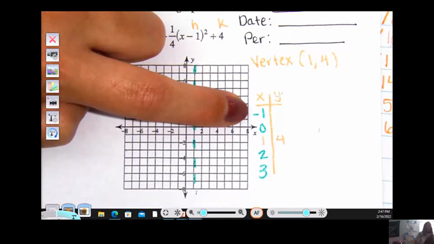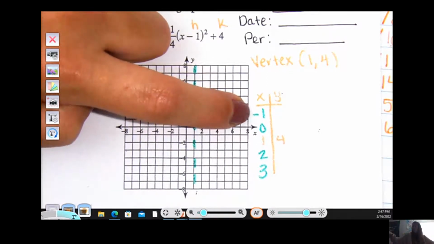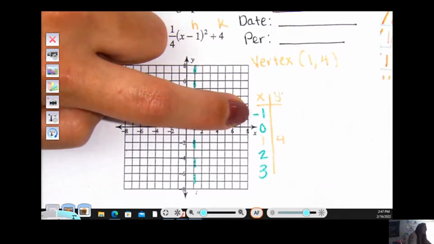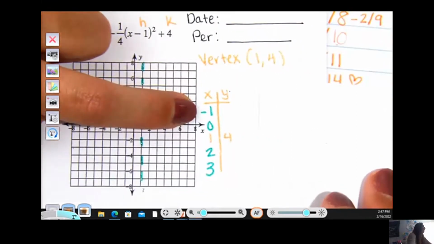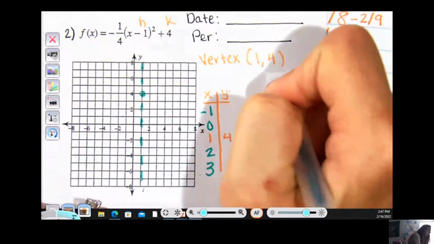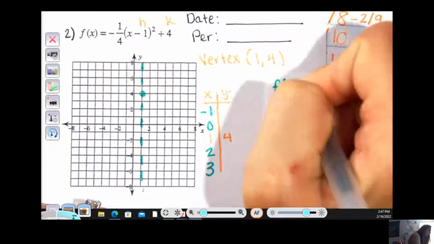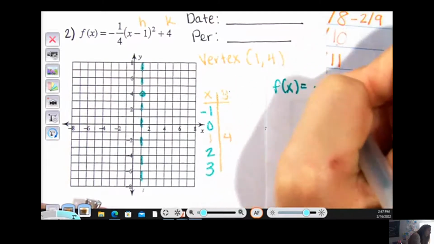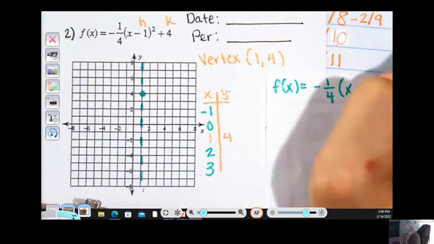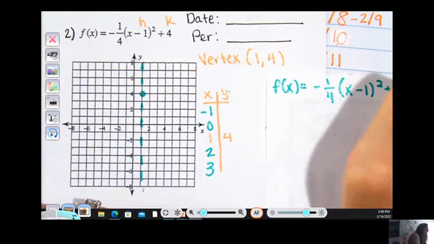Okay, so I'm going to show the work for this. When you're doing this, I do not care if you show all the work or if you just do it in a calculator, that's fine. But I'm going to explain to you how I'm getting these numbers because this is where people are confused. So I'm taking my equation, which is f of x equals negative 1/4. And it's going to be a little bit harder. We're going to get decimals today because we have fractions. X minus 1 squared plus 4.